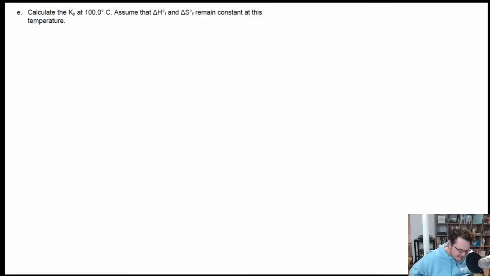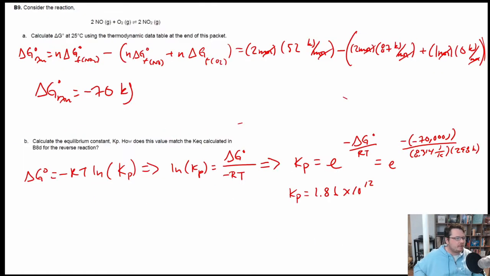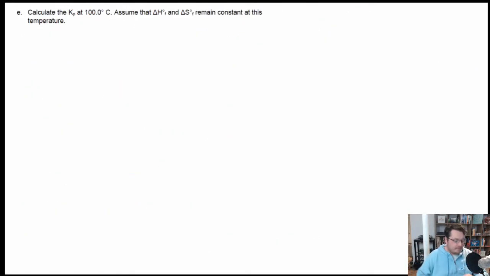E, calculate Kp at 100 degrees Celsius. Assume that delta Hf and delta Sf remain constant at this temperature. So this is a problem where we can keep our lives a little bit simpler. If we go back here, we already calculated the delta G of the reaction. So we know that delta G of the reaction is equal to negative 70 kilojoules, which is what we calculated earlier.